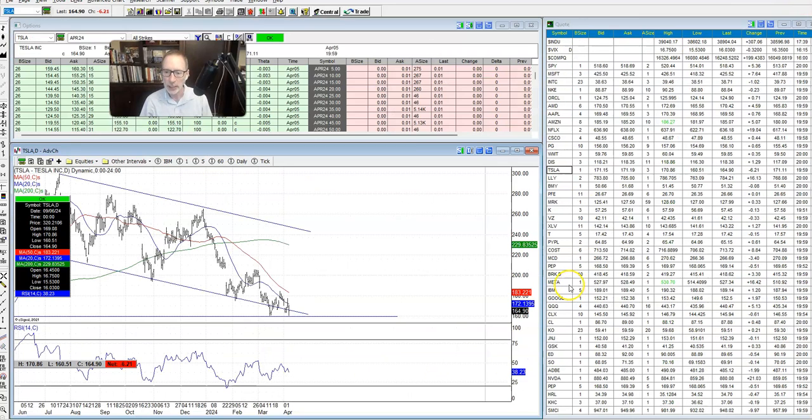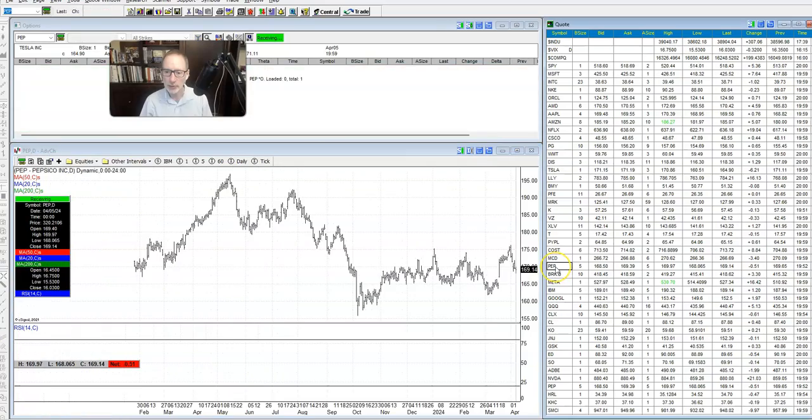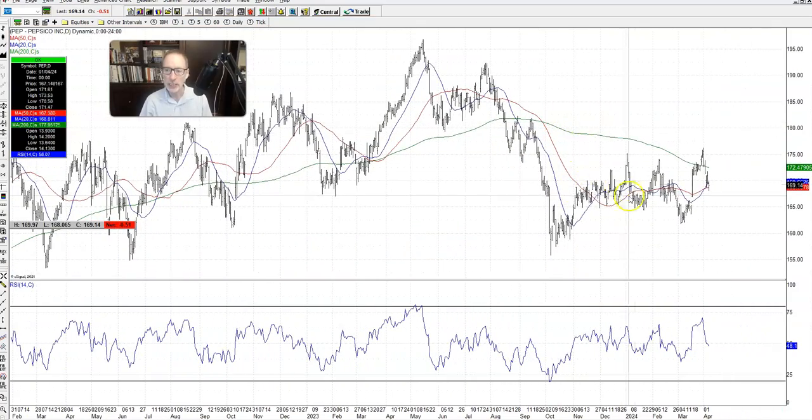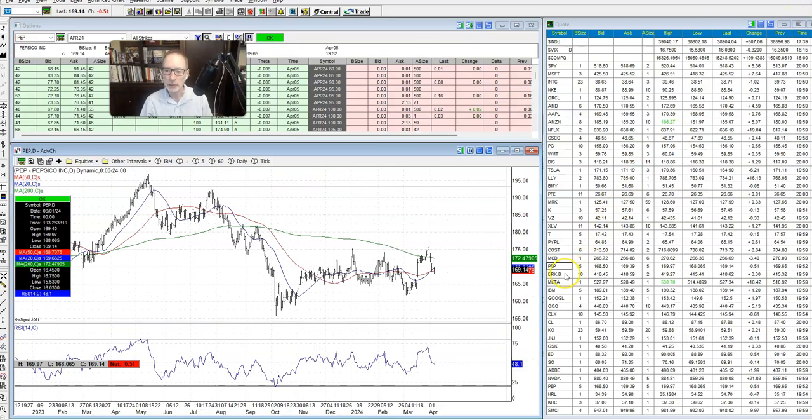What else do we like? Pepsi, kind of churning around here, this sideways action. So there's really nothing for us to look at in Pepsi.